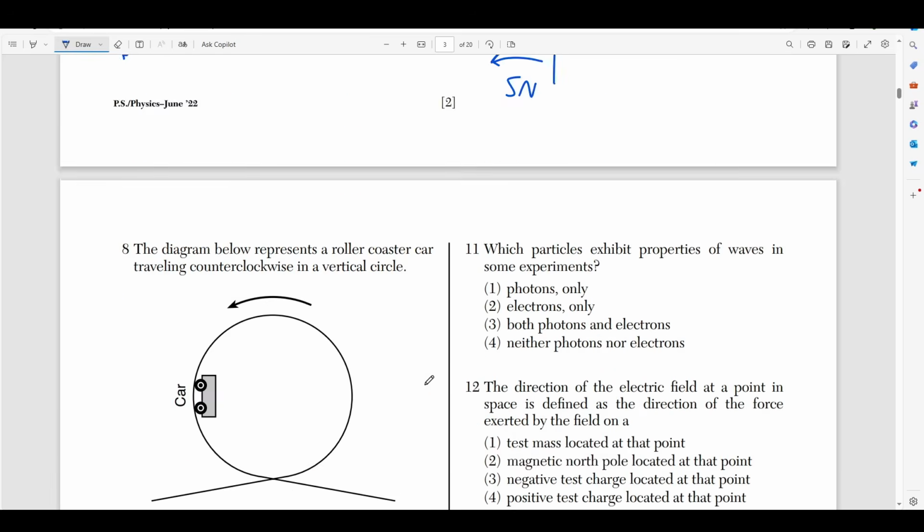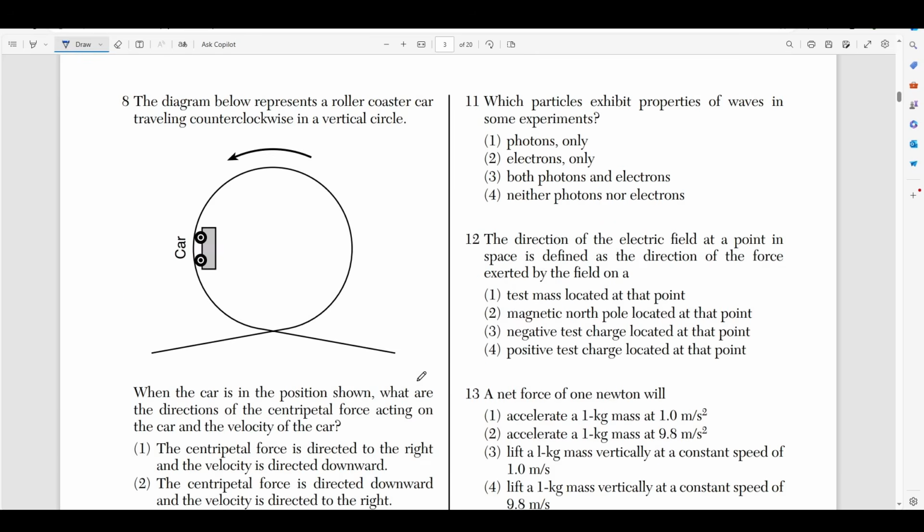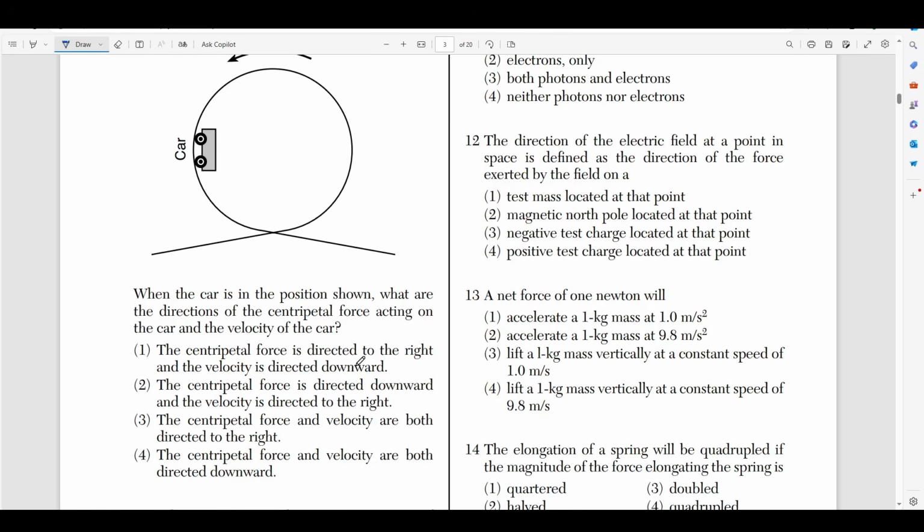So the takeaway here is if you're ever applying a force on an object, that object is applying the same force back to you. Number 8 says the diagram below represents a roller coaster car traveling counterclockwise in a vertical circle. When the car is in the position shown, what are the directions of the centripetal force acting on the car and the velocity of the car?